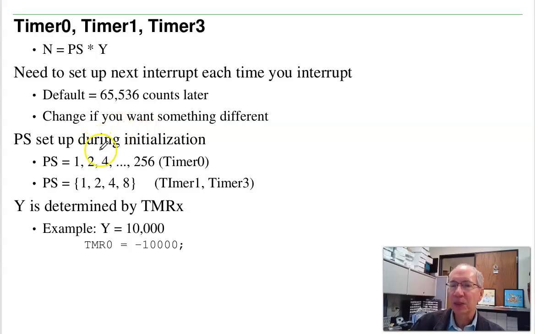The prescaler depends upon the interrupt. Timer 0, the prescaler can go from 1 to 256 and powers of 2. Timer 1 and 3, the prescaler can be 1, 2, 4, or 8. For example, if I want to interrupt every 10,000 clocks, I can make the prescaler 1, and then set timer 0 to minus 10,000, and 10,000 counts to get to 0. 0 triggers the interrupt.